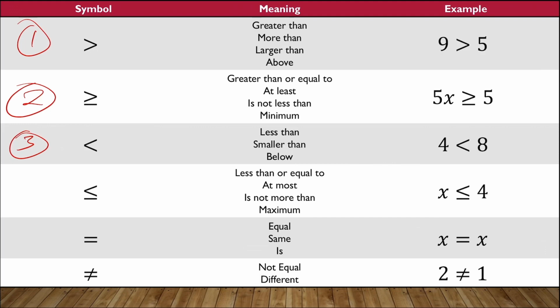My third symbol here is less than, smaller than, or below. 4 is less than 8. My fourth one here is less than or equal to. At most, is not more than, maximum. x is less than or equal to 4 would be my example. My fifth one, hopefully everyone's comfortable with that, is equal, same, is. And then lastly, if I have an equal sign with a line crossed through it, it means not equal or different. 2 is not equal to 1.